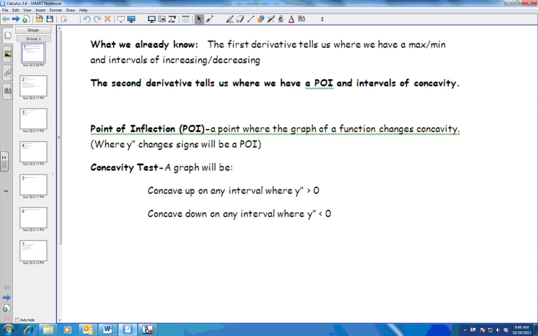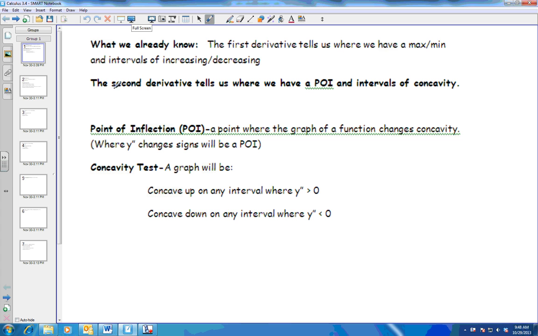Okay, these are the notes for section 3.4, and section 3.4 is still going to talk about how you can find out what is happening to a function by looking at its derivatives. So what we already know so far is the first derivative tells us where we have a max and a min, and intervals of where that function is increasing and decreasing.